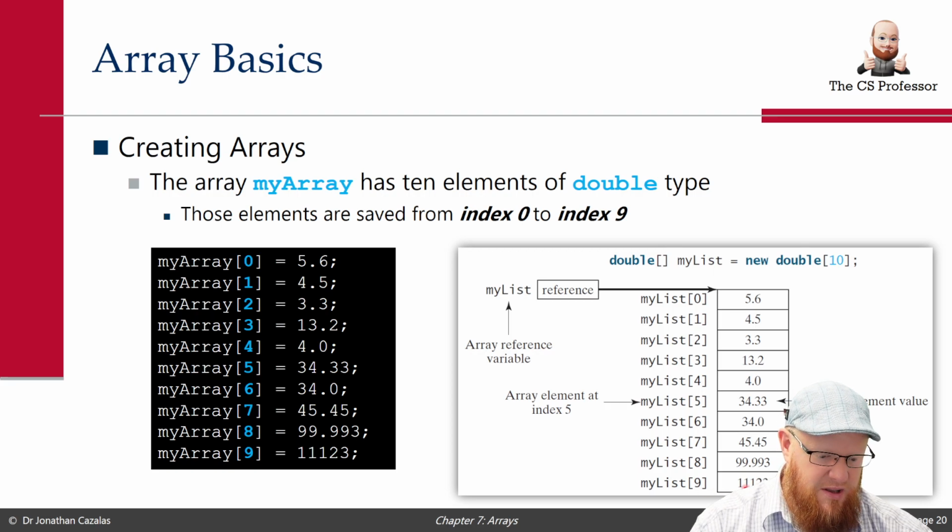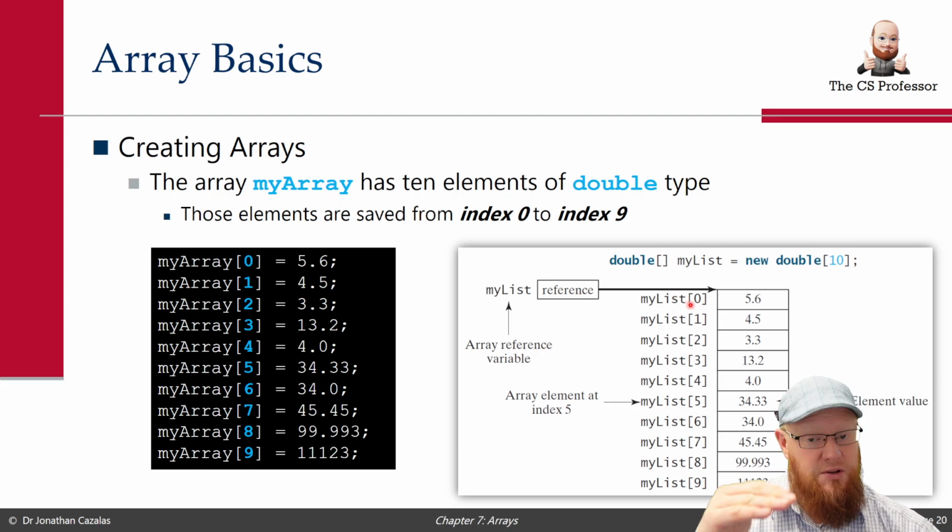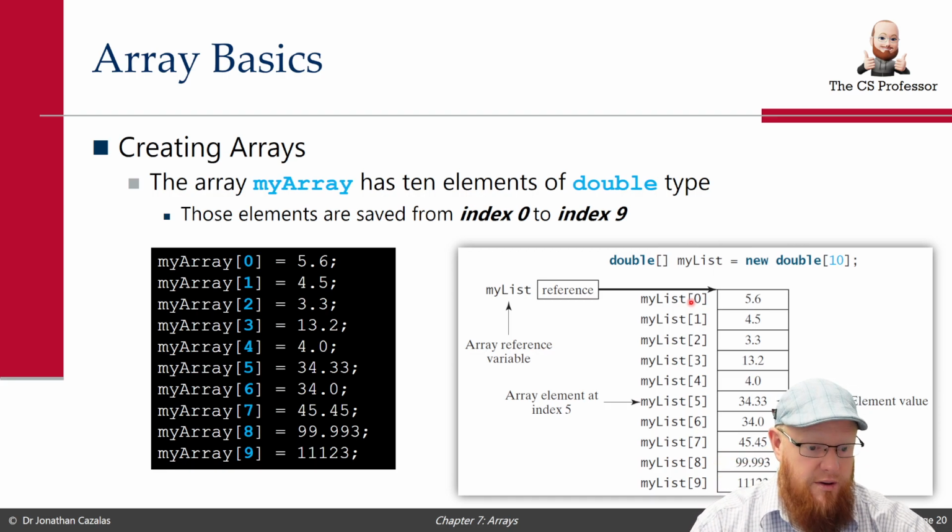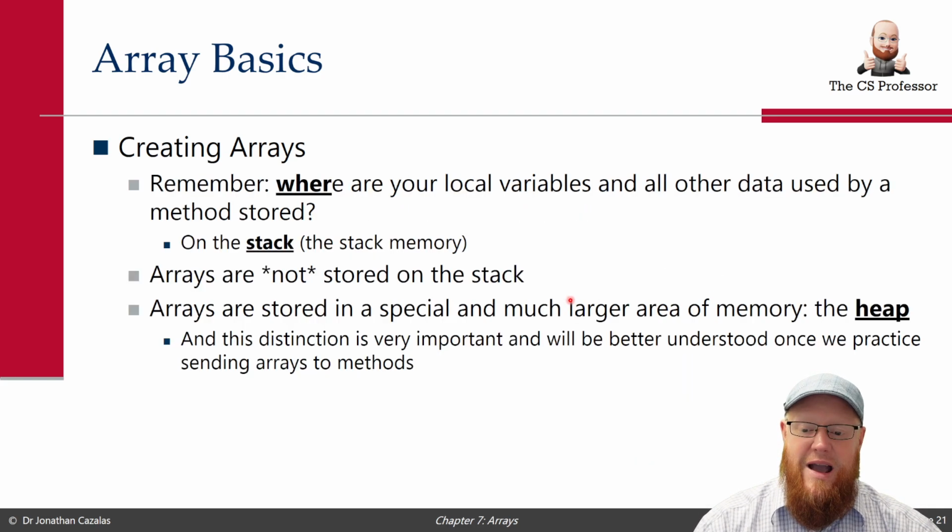At index 9, we saved 11,123, right? At that spot in memory. And so the indices go from 0, it's 0 based, up to the length of the array minus 1. So the length of this array is 10, the size is 10. So from 0 up to 9 would be the valid indices for this particular array. And then once again here we see mylist. What's actually saved inside this variable mylist? It's an address. Or in Java terminology, we say a reference. A reference is what is actually saved inside mylist.